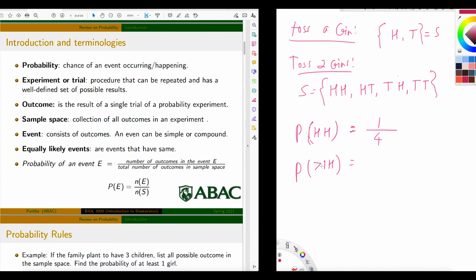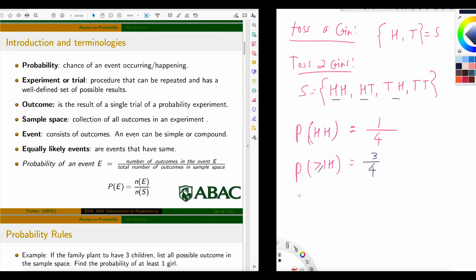Or if you say greater than or equal to one head, if you toss two coins together, these are the possibilities, that is the sample space. And if you want to find the probability of greater than or equal to one head, that means 1, 2, 3. There are three outcomes that have either one head or more heads, right? So that is 3 out of 4. That's how you find the probability.